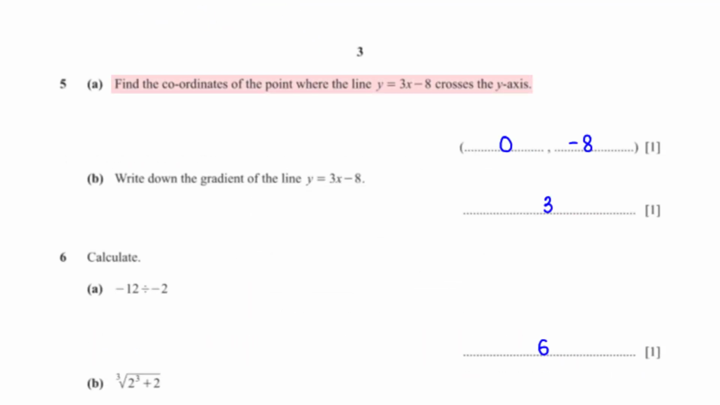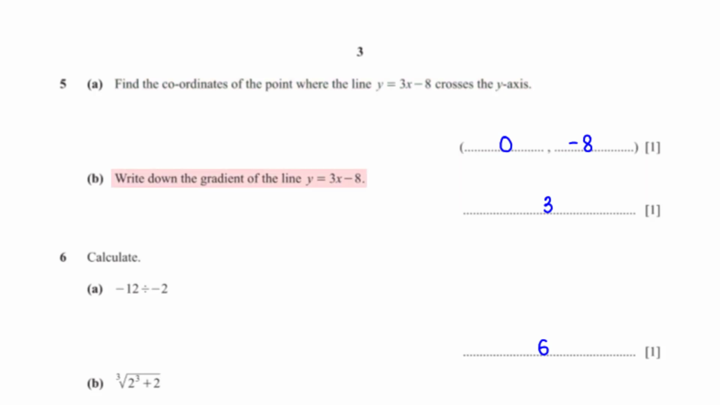Find the coordinates of the point where the line y equals 3x minus 8 crosses the y-axis. At the point where the line crosses the y-axis, the x-coordinate is 0. When we substitute x equals 0 into the equation of the line, we get y equals -8.